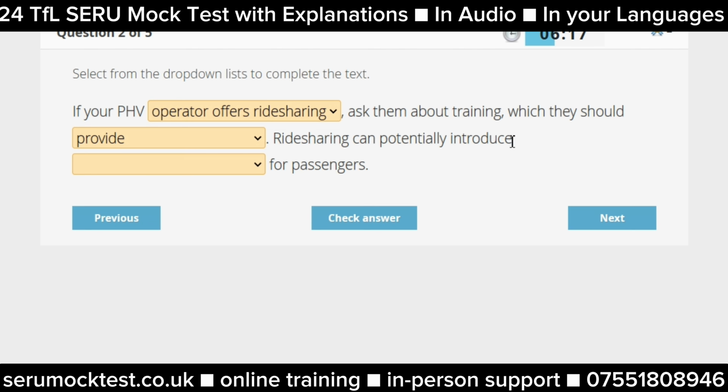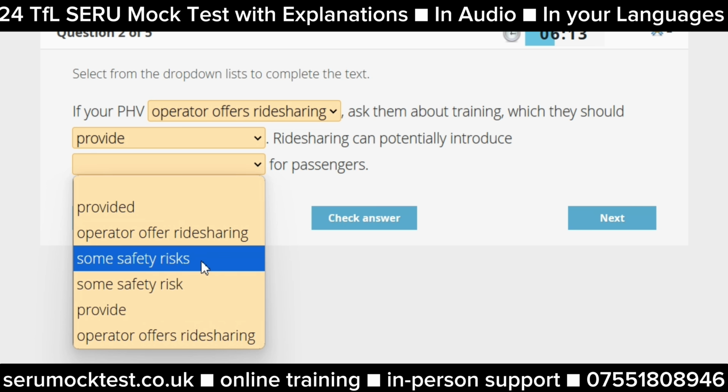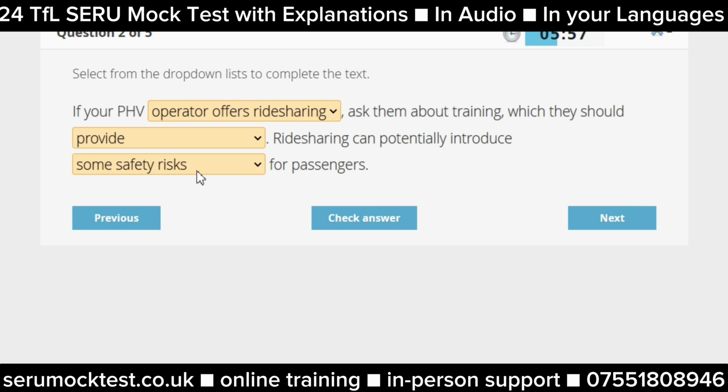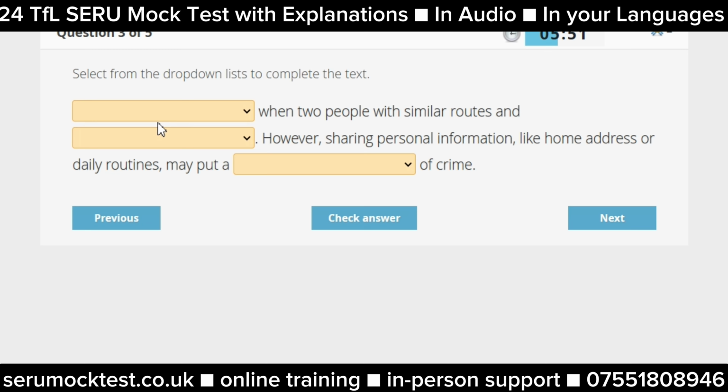Ride sharing can potentially introduce what? Some safety risk or some safety risks. The word some here refers to more than one, so therefore we are going to use the plural form, risks, more than one risk. So you can check, and it's a correct answer. And there is an explanation below it as well.